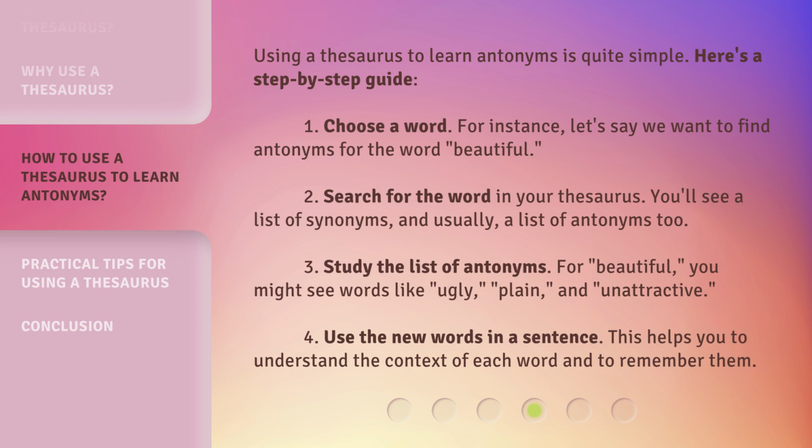3. Study the list of antonyms. For beautiful, you might see words like ugly, plain, and unattractive. 4. Use the new words in a sentence. This helps you to understand the context of each word and to remember them.